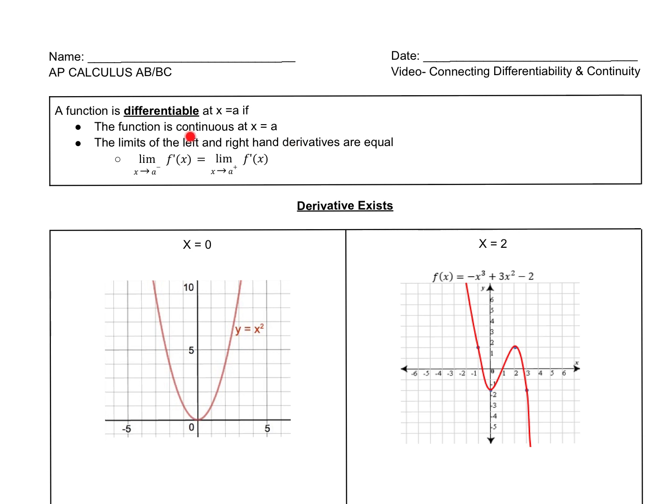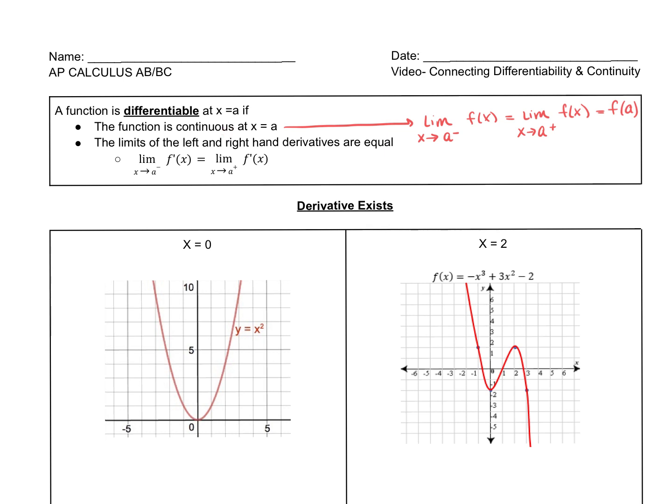So we know how to prove continuity, right? We could even write that here. To prove continuity, the limit as x approaches a from the left of f of x must equal the limit as x approaches a from the right of f of x, which must equal f of a. So all three conditions must be met in order for it to be continuous.